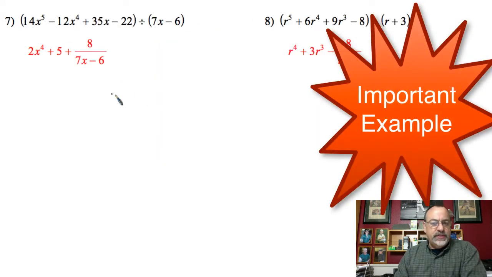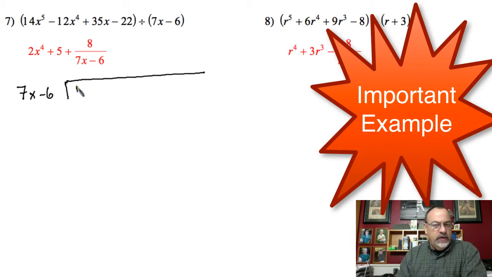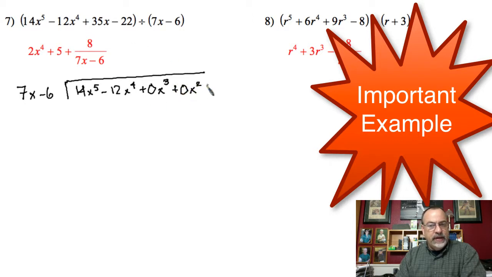So let's take a look at number 7 here. We have 7x minus 6, and we're going to divide that into 14x to the 5th minus 12x to the 4th. Now, here's that caveat. Notice there is no x cubed, but I need to put a placeholder in for x cubed. There also is no x squared, so I need to put in an x squared. Now I do have an x, 35x, and then I do have a constant, negative 22.